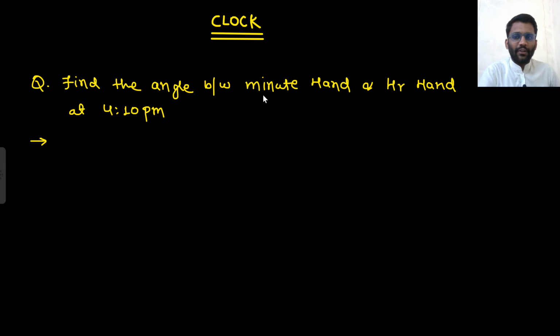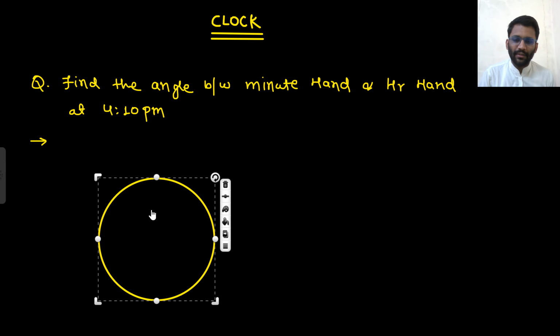So this is the question in front of you. Find the angle between the minute hand and hour hand at 4:10 p.m. Now you don't know any formula. You know nothing about clocks. So how would you have solved this question? You would have simply made a clock.